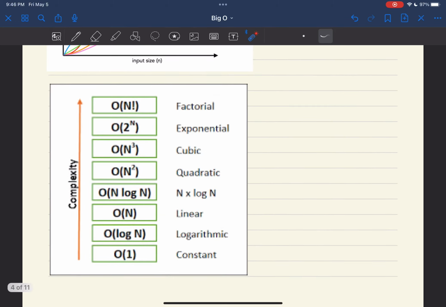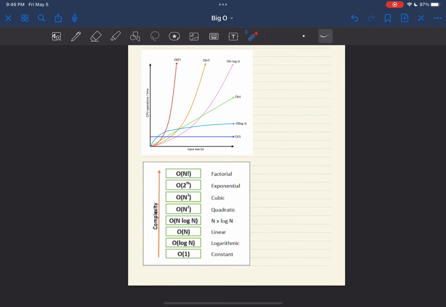These big O values are used to measure the time and space complexity, and they're ranked in the following order, from fastest, constant, until the slowest, or the ones that take the most time to run, which is factorial or exponential.